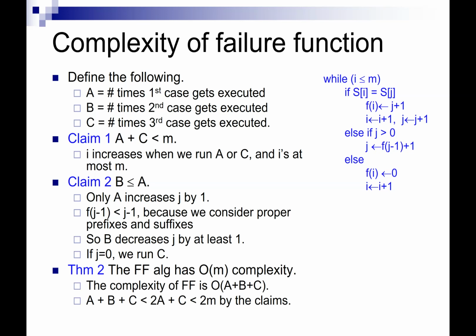So then to put this together, we have that this failure function algorithm is going to have order m complexity, because the complexity is just equal to the number of times you run any of these cases. So it's equal to A plus B plus C. Then we know that B is less than or equal to A, so this whole thing is less than or equal to 2A plus C. And then A plus C is less than M, so this whole thing is less than 2M.